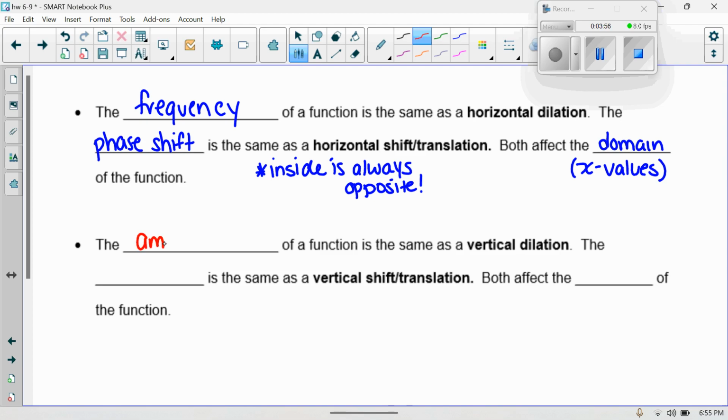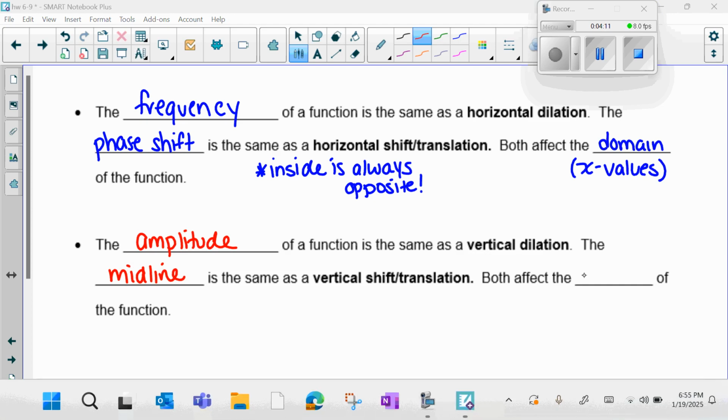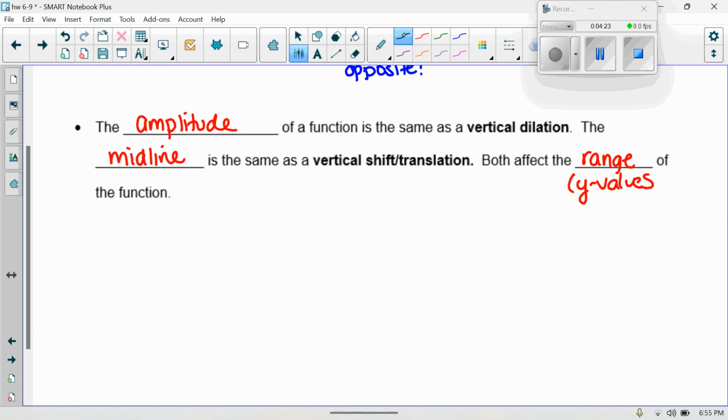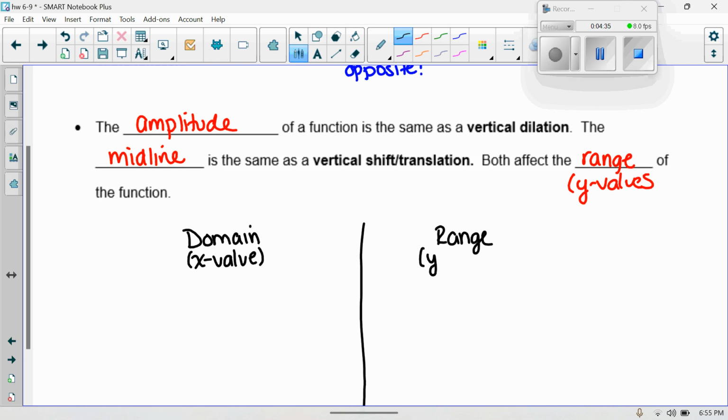The amplitude of a function is the same as a vertical dilation, and the midline is the same as a vertical shift or translation. Both affect the range of the function, so remember, those are my y values. If you wanted to make yourself a little chart: domain, or x value vocab words, versus range, or y value words.